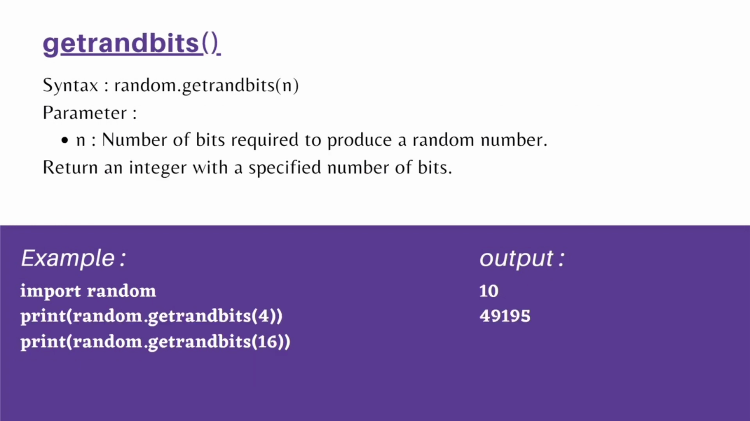Get rand bits. Syntax: random.getrandbits(n). Parameter n: number of bits required to produce a random number. Returns an integer with a specified number of bits.